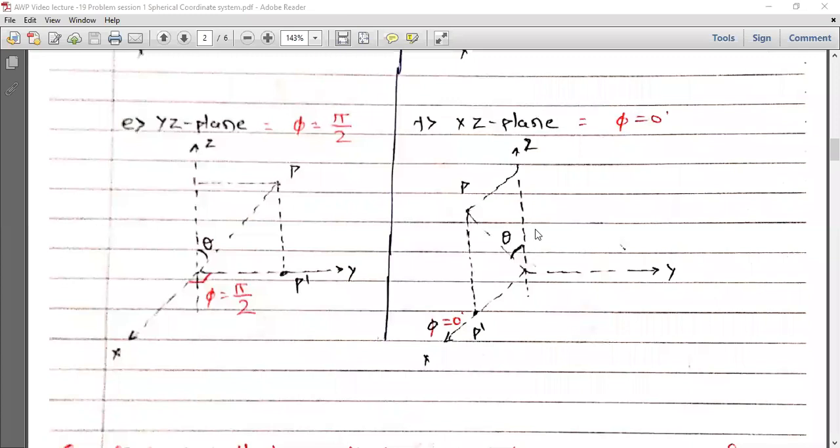So in this manner, we can find the equation for coordinate axes and coordinate planes. Now we move to our next question.